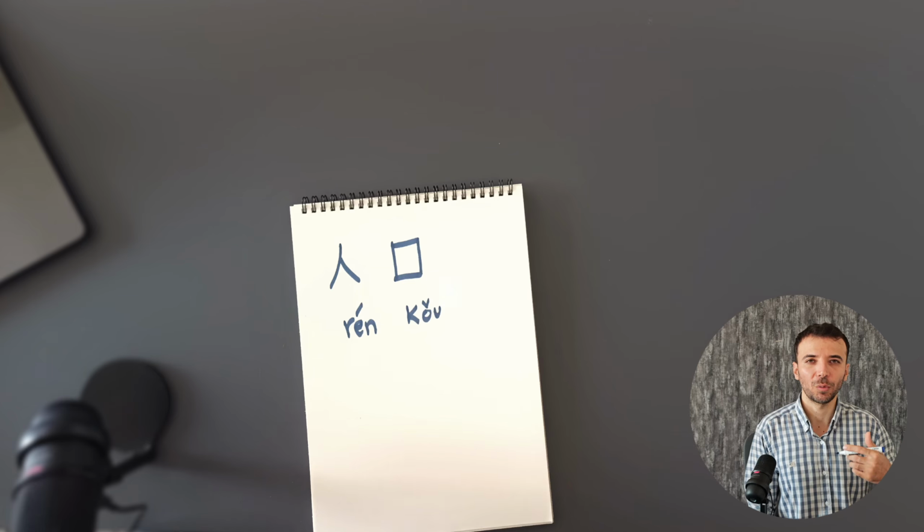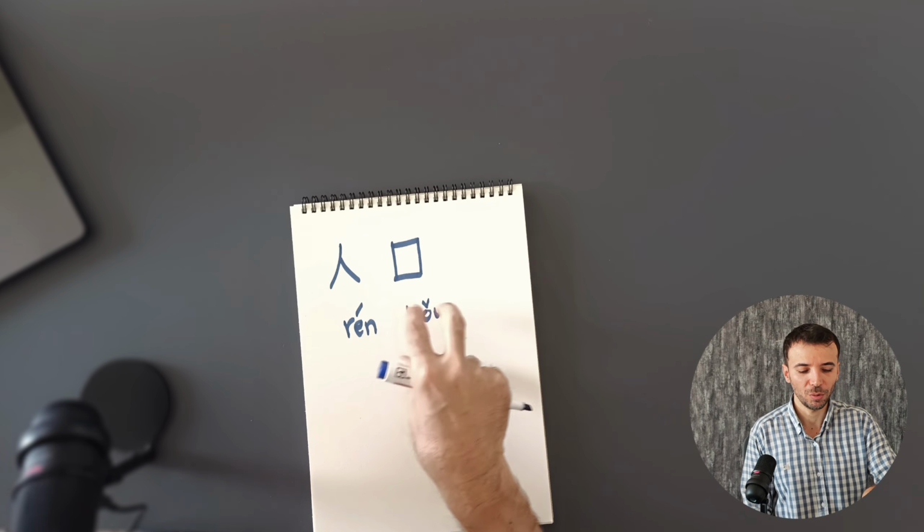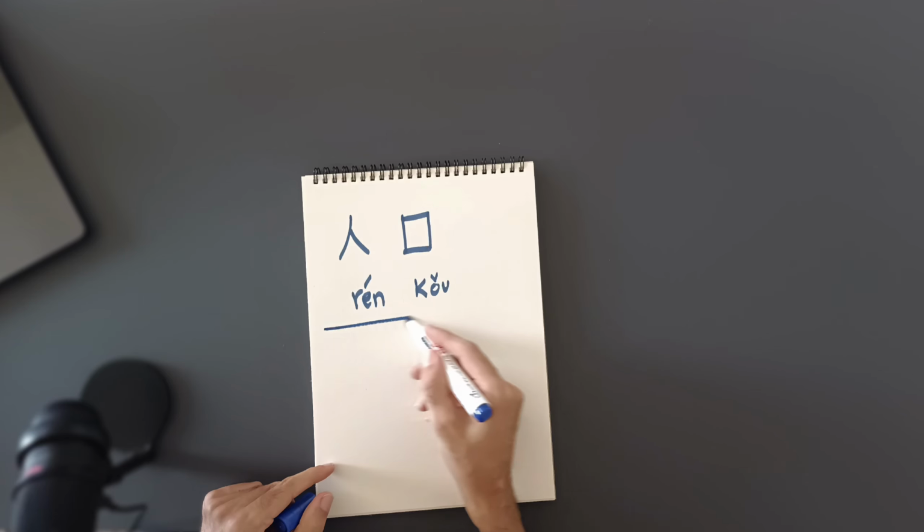Most of the Chinese words are not made by a single character. Most of them are made by 2 or 3 characters. So rénkǒu means population.